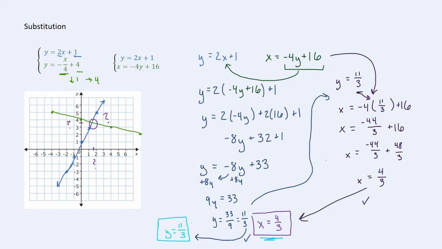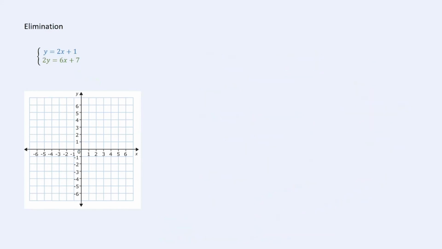Finally, let's try an elimination problem. We're given these two equations, y equals 2x plus 1 and 2y equals 6x plus 7. What we can do with elimination is line these two equations up in a row and try to add them in a way that'll make one of the variables go away.